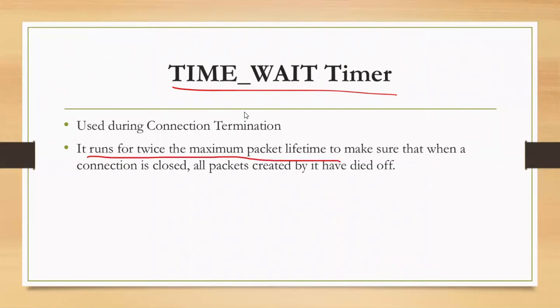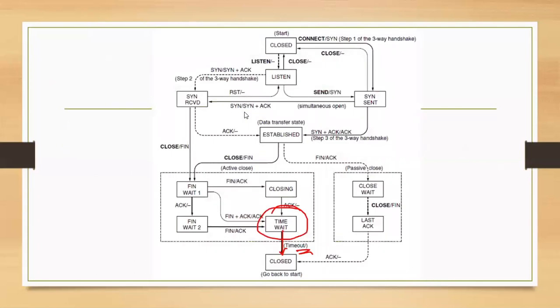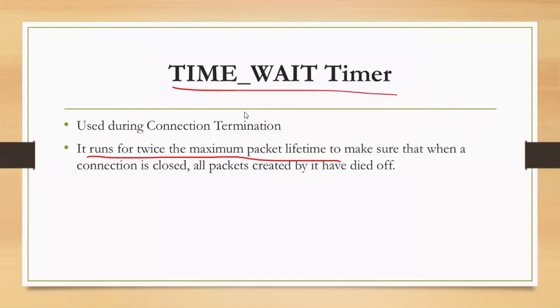This is to make sure that when you terminate the connection, all packets created by this connection must have died off. So there should not be any packets moving around in the network for this particular connection. That's why it waits for 2 maximum packet lifetimes before the connection is closed. This is the timeout period used by this timer. So this was the time wait timer.